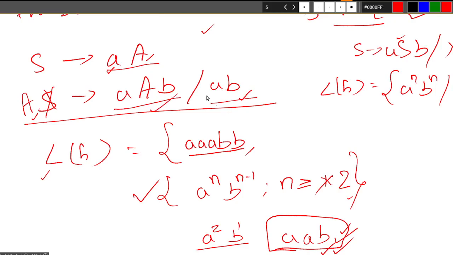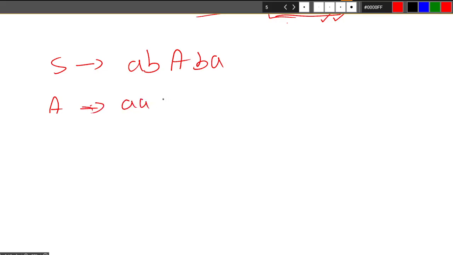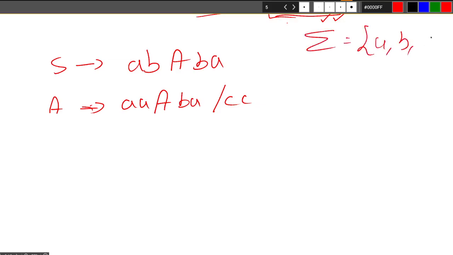Can we take one more example? Suppose you write something in between, like S gives AB, A and BA, and this A will give you, suppose the same thing AA, ABA, as well as it can be replaced with something like CC. Suppose this alphabet has A, B and C, no problem. So what can be the language of this grammar?